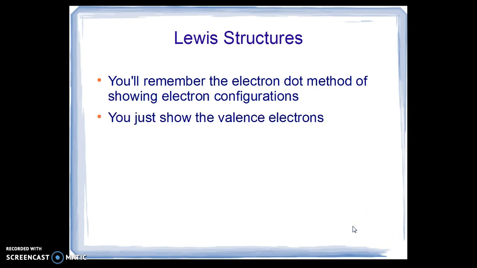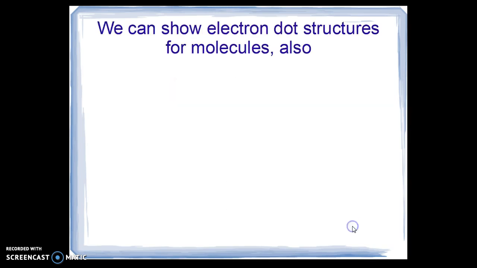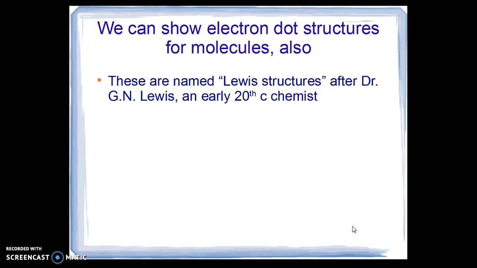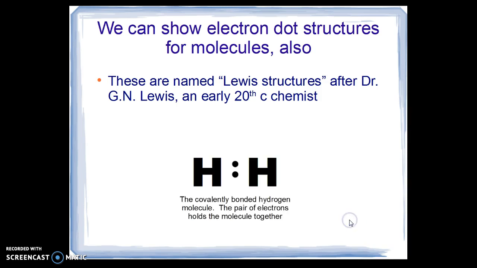You just show the valence electrons of those atoms. For example, with hydrogen, that's one electron as a dot. We can show electron dot structures for molecules as well. These are named Lewis structures after Dr. G.N. Lewis, an early 20th century chemist.